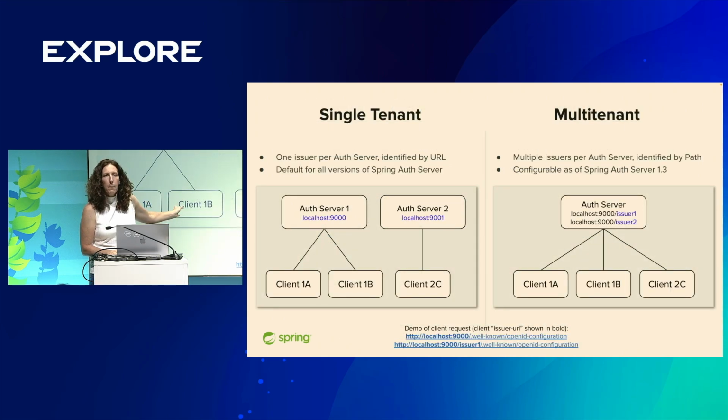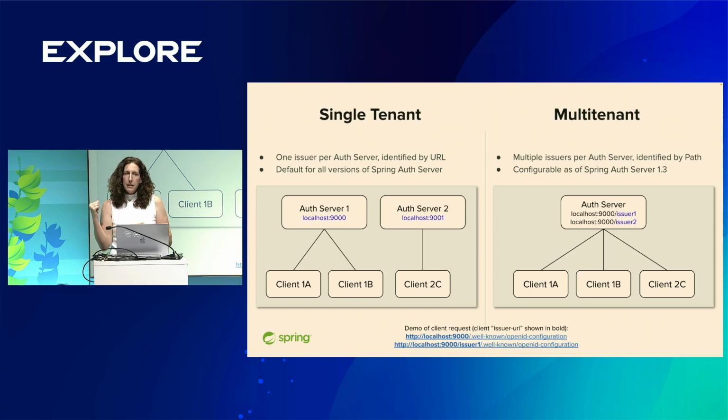So by default, up until auth server 1.3, the only configuration supported was the one you see on the left here, which is single tenant, which means that each auth server is just one issuer of tokens, and it's identified uniquely by the entire base URL of that auth server. So if you want to have two different issuers of tokens, you have to have two Spring Boot instances that are auth servers and connect your clients to those two separate ones.